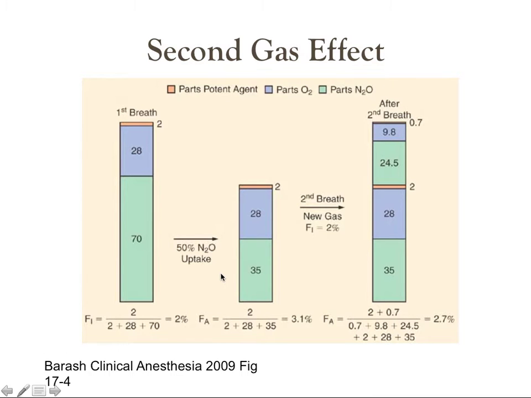Ignoring uptake of the potent anesthetic, the uptake of nitrous oxide is 35 parts, leaving 35 parts nitrous oxide, 28 parts of oxygen, and 2 parts of the potent agent in the alveoli. So the anesthetic gas is now present in the alveoli at a concentration of 3.1%, up from 2%. So the potent agent has been concentrated and FA has increased.